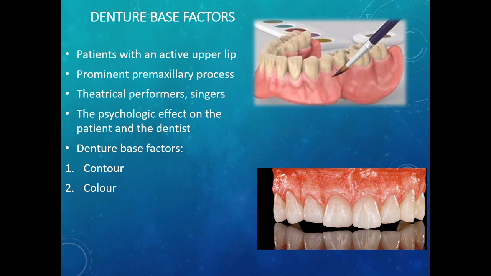Now, aesthetic denture bases are mainly indicated for those with an active upper lip, the patients with a prominent premaxillary process, theatrical performers, singers, and others who may expose normally unobserved gum tissue areas. And it's also important to have a positive psychological effect on the patient and the dentist. Now, the denture base factors can be mainly two, that is the contour of the denture base and the color.